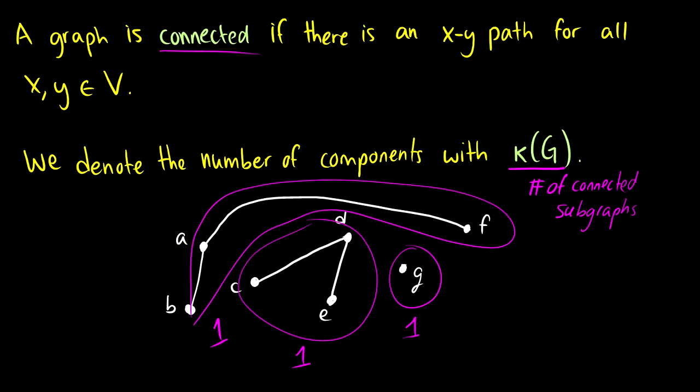What about this case? A and B. Okay. Well, we can't get from A to B, so it's definitely not connected. And in fact, we can see it's not connected visually. So that's kind of obvious.